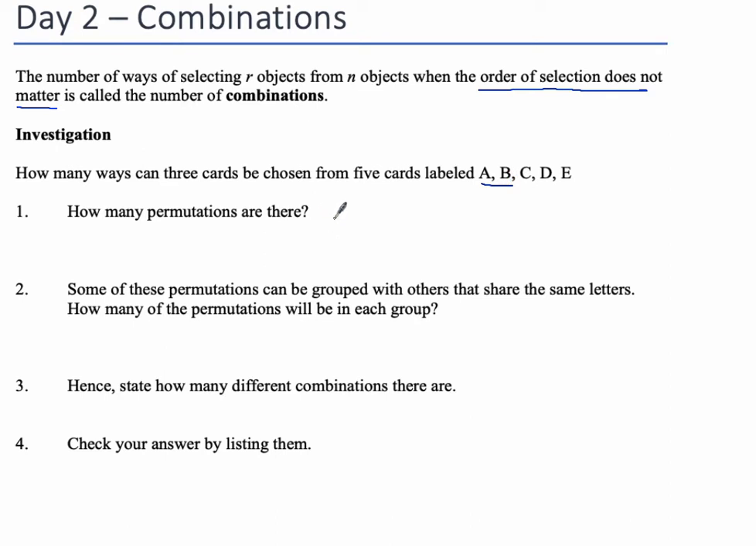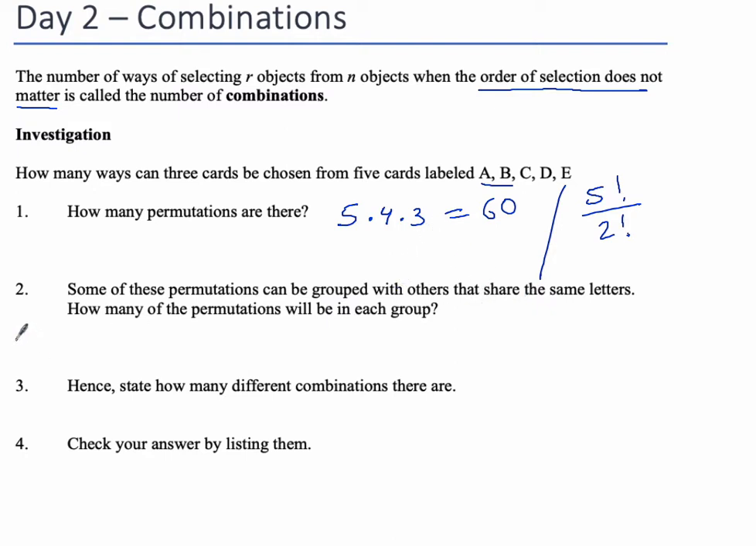So the number of permutations is, well, there's 5 ways to choose the first one, 4 to choose the second one, 3 to choose the last one, which is 60. And remember, that's equal to 5 factorial over 2 factorial, so remember that fact. Now let's look at part 2 here. So some of these permutations share the same letters.